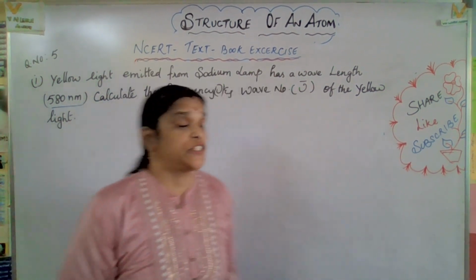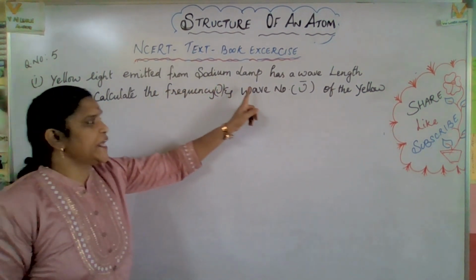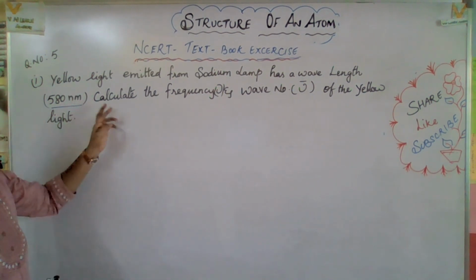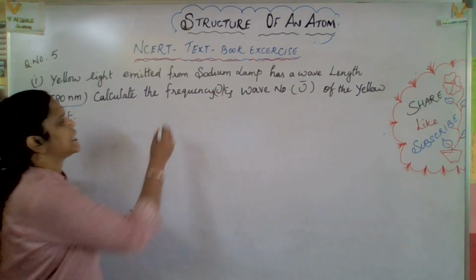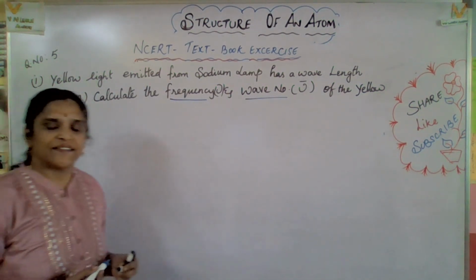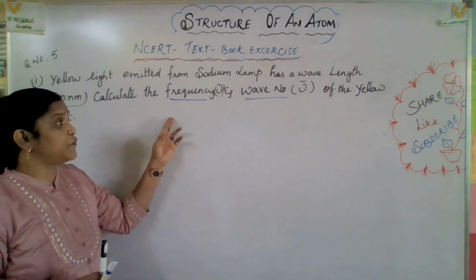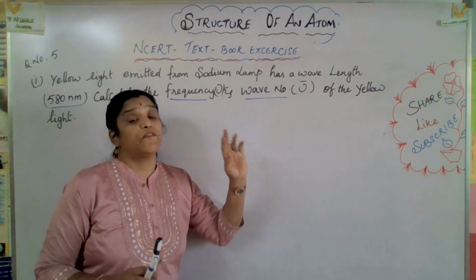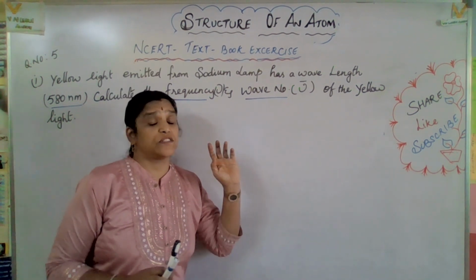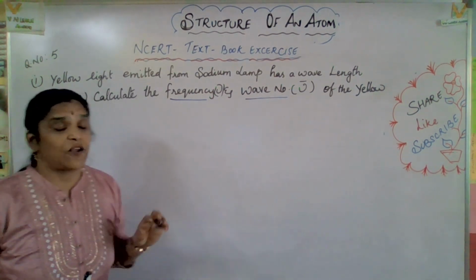Today's important questions start with this: yellow light emitted from a sodium lamp has a wavelength of 580 nanometer. Calculate the frequency and wave number of the yellow light. We have already gone through what frequency and wave number are very clearly in our previous session. You just watch those videos. Really, it will be very useful to understand the main concept.